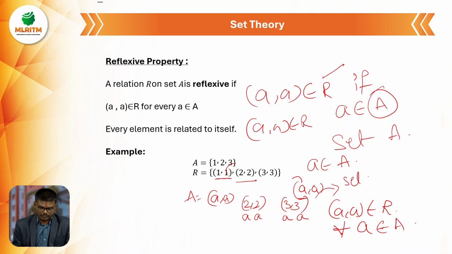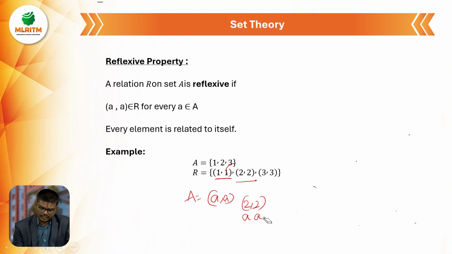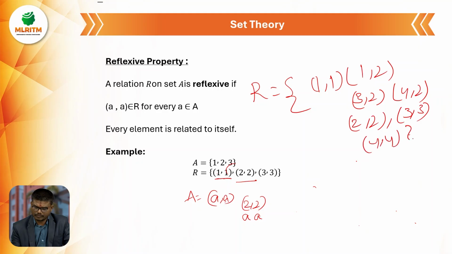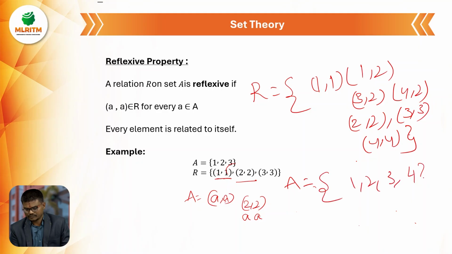One more example for this. Here, for example, relation R equals (1,1), (1,2), (3,2), (4,2), (2,2), (3,3), (4,4), and set A equals 1, 2, 3, 4. Given this relation, is it reflexive or not?